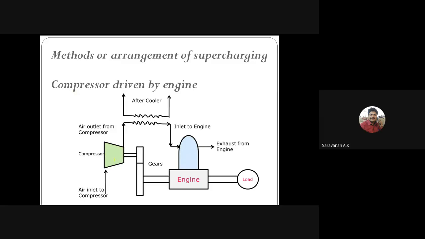So the first one: how does the compressor run? It will be run by the engine output. The compressor will be driven by the engine. It is the first arrangement, the first method of supercharging.